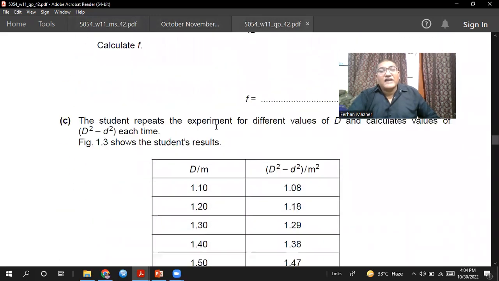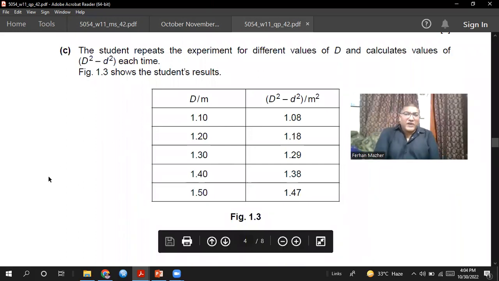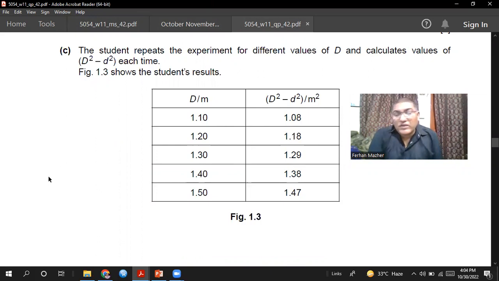Okay, so now we are going to the next question. He says, the student repeats the experiment for different values of D and calculates the values of D squared minus d squared each time. Figure 1.3 shows the student's results. So you can see the D value, the distance between the object and the screen, is 1.1, then 1.2, then 1.3, then 1.4, then 1.5. And then they have calculated D squared minus d squared, and they have found these values as 1.08, 1.18, 1.29, 1.38, 1.47.